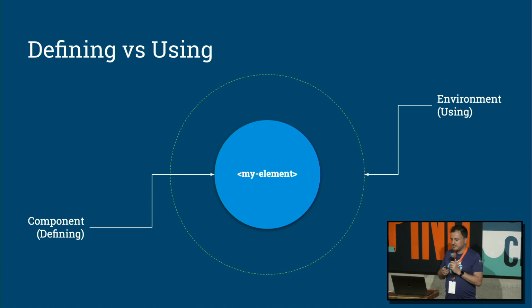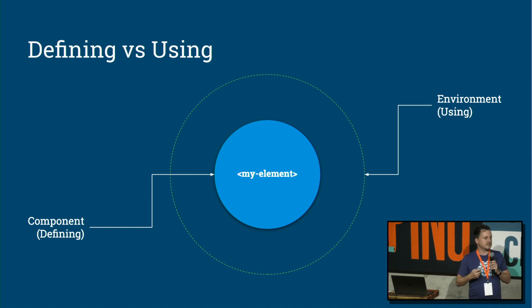And to go into each of these a little bit here, when I talk about defining versus using, anytime that you make a web component, you typically need to style that web component, the internals of it, to give it some appearance. And so that's going to be the blue circle here. This is your component, and that's its internal styles.